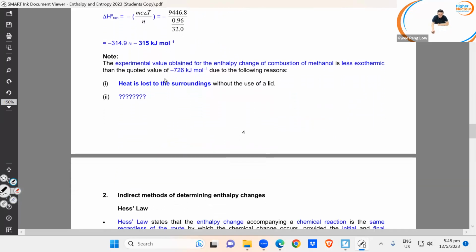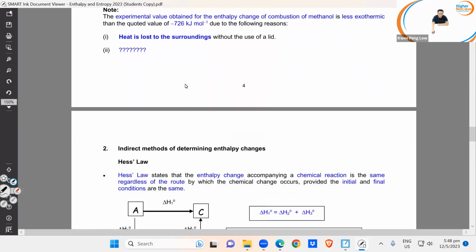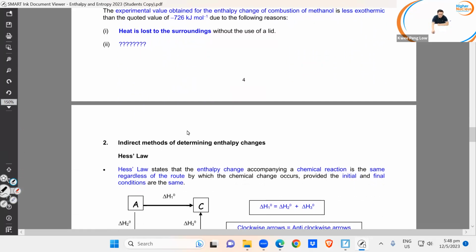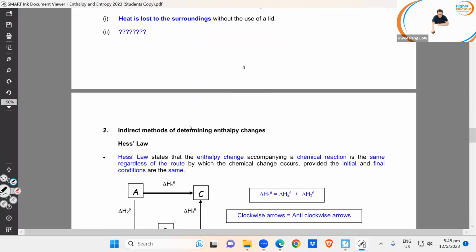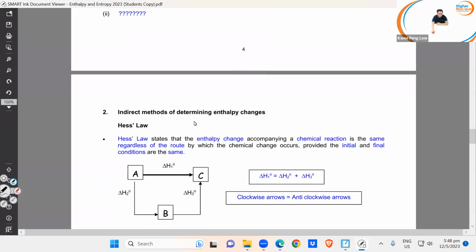Now, the second kind of calculation I'm going to show you is an indirect method to find enthalpy change. Now, when I say indirect, it means that we cannot measure the TF, the final temperature, and the TI, the initial temperature. So we have to use the indirect method. So with that, let's do a definition first, called Hess's law.